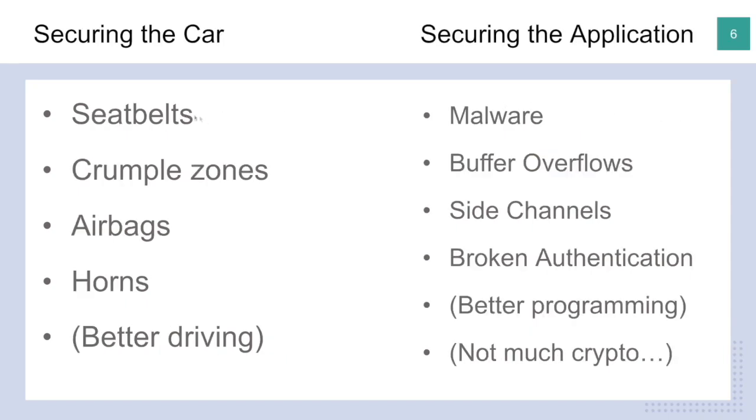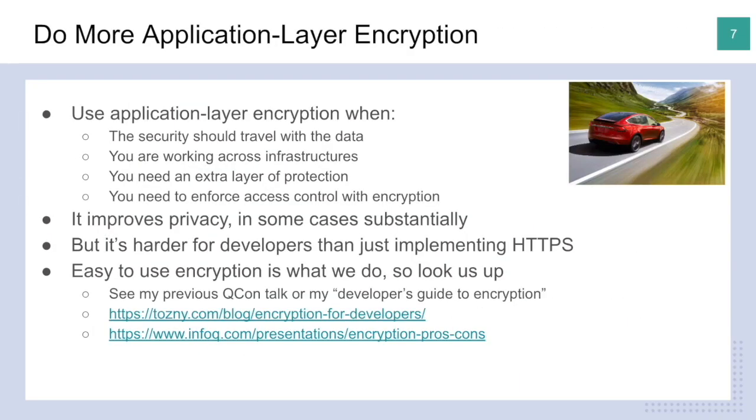Now, when we secure cars, we have seatbelts, crumple zones, airbags, horns, and hopefully better driving. And when we secure the application, we often don't think about cryptography as one of the first things we go to. Of course, we need to protect against malware, buffer overflows and side channel attacks, and things like that. Try to get people to be better programmers so they don't make programming mistakes that lead to security bugs. But cryptography is not really one of the tools in the toolbox. And one of my arguments here is that it should be, that we should be doing more application layer encryption for security. And I gave a talk about this at a previous QCon, which you can look up, or you can look up an article I wrote on it for QCon.